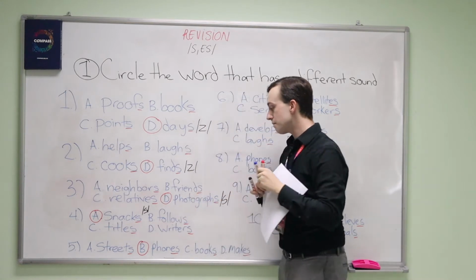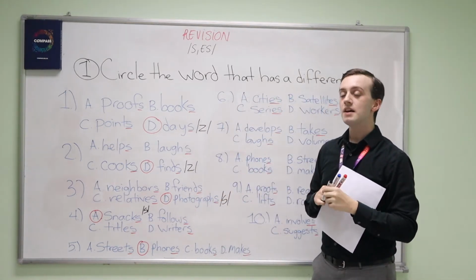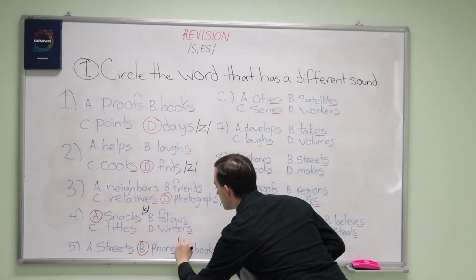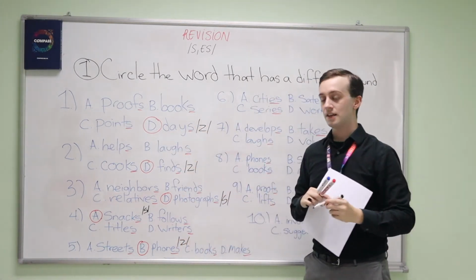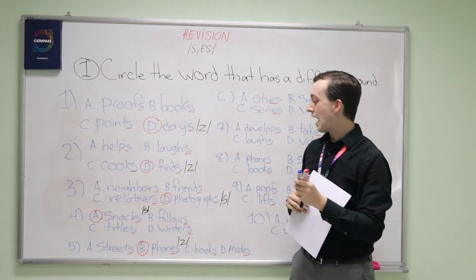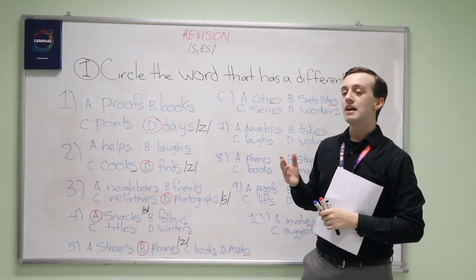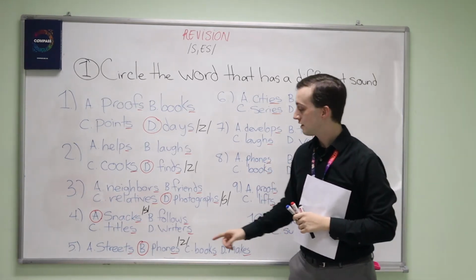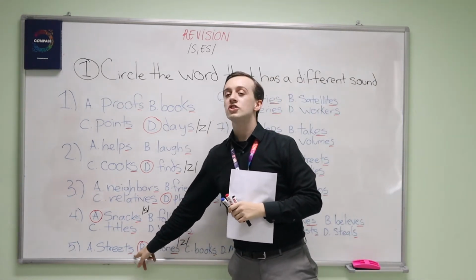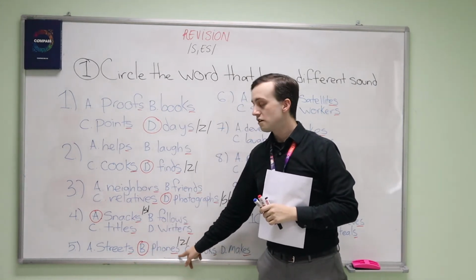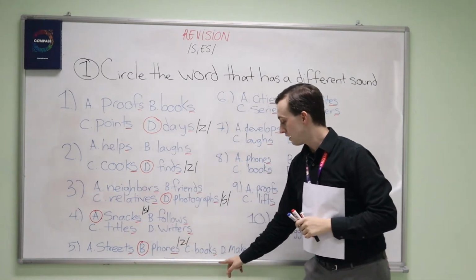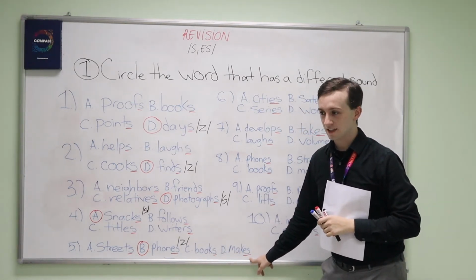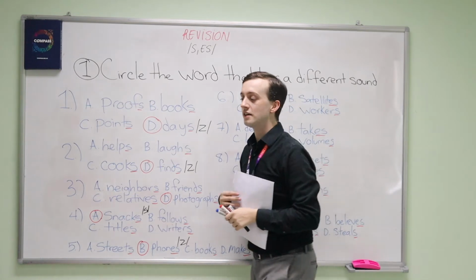Here. Because in B, ES makes the sound Z. Phones. But A, C, and D, S and ES make the sound S. So listen again. Streets. Phones. Books. Makes. Okay? B is different.